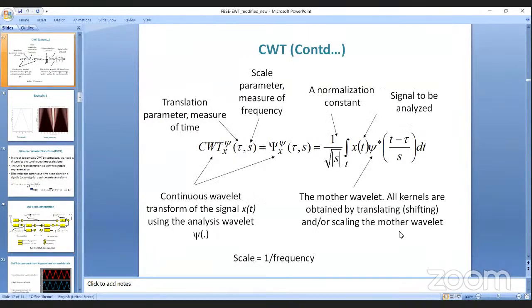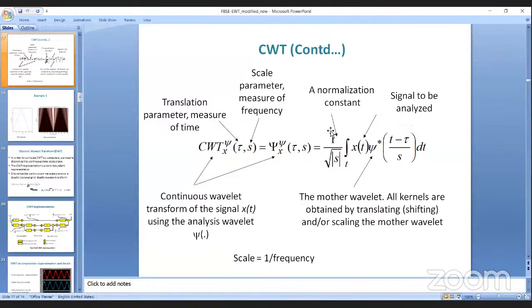And this is the mathematical representation of the continuous wavelet transform, CWT. Here you can see x(t) is the signal that we want to analyze, and psi(t) is the mother wavelet. By shifting by tau, and by using the scale parameter s, we can have daughter wavelets. From psi(t) we can obtain (1/√s) psi((t − tau)/s); that is the mother, and this is the daughter wavelet.